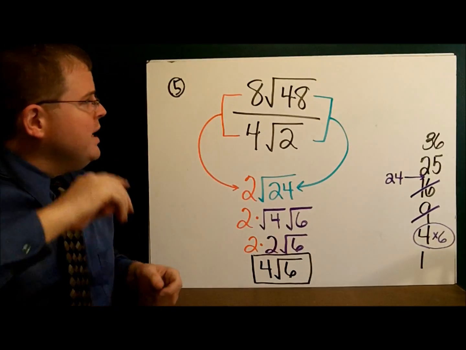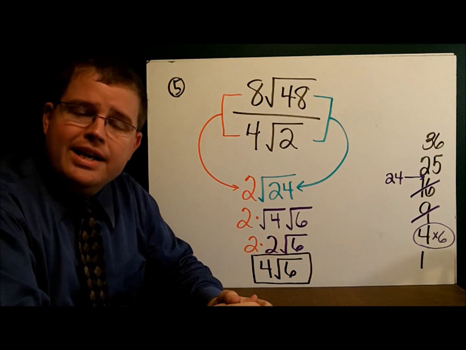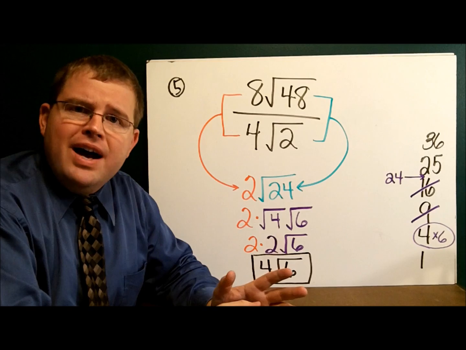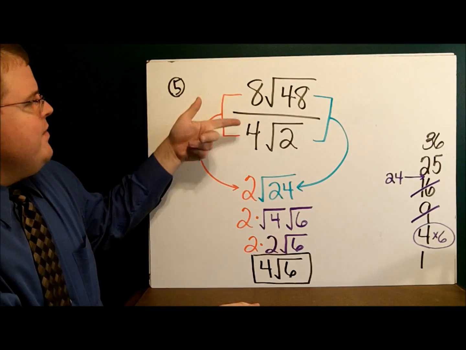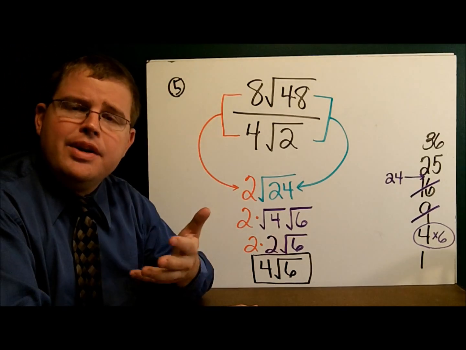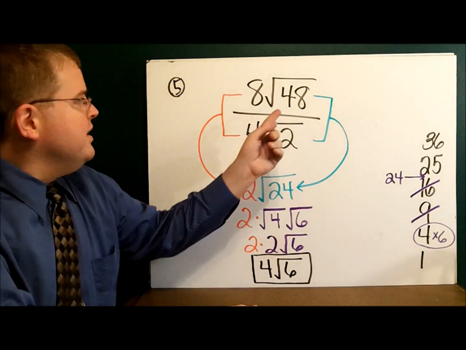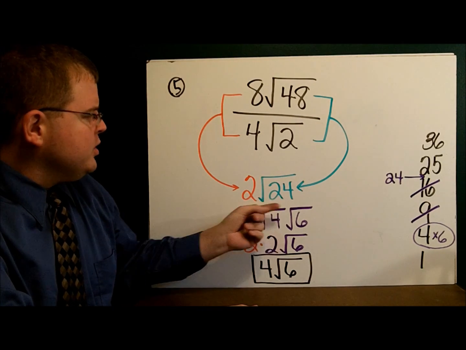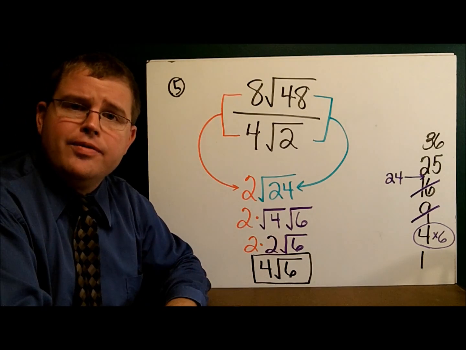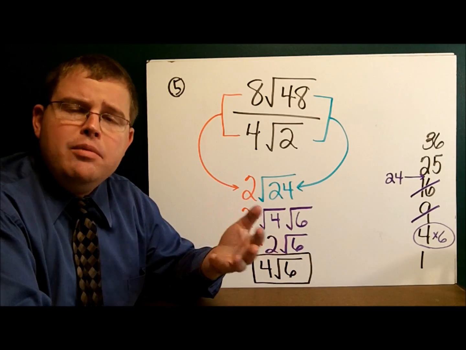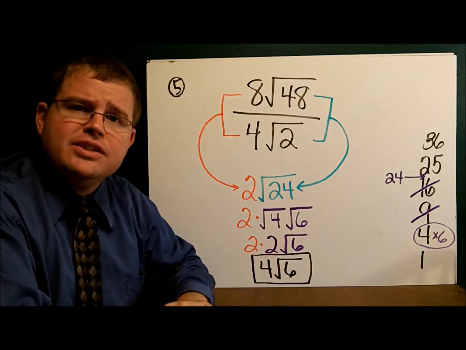On our first example, we have 8 square roots of 48 divided by 4 square roots of 2. First thing we do is divide the coefficients. 8 divided by 4 is 2. The second thing we do is divide the radicands. 48 divided by 2 is 24. So we have 2 times the square root of 24. Now we're already on step 3, where we just simplify the final answer.